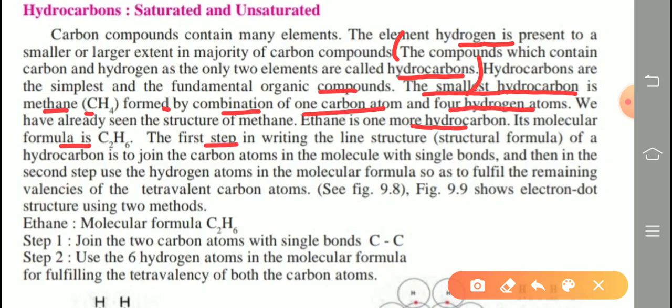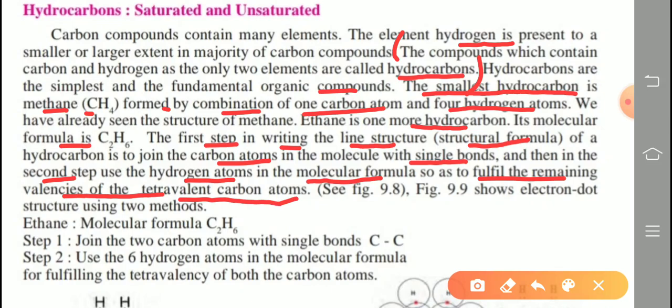The first step in writing the line structure, also called the structural formula of a hydrocarbon, is to join the carbon atoms in the molecule with single bonds, and then in the second step use the hydrogen atoms in the molecular formula so as to fulfill the remaining valencies of the tetravalent carbon atom.